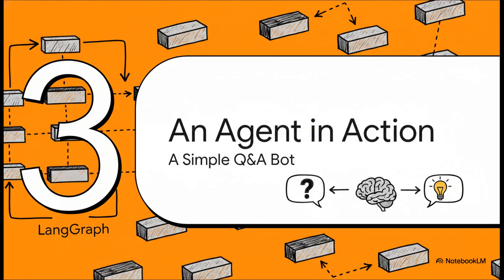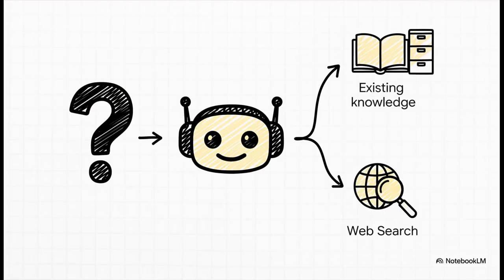Okay, so theory is one thing, but let's make this real. We're going to walk through a super simple Q&A agent just to see how all these pieces, the state, the nodes, the edges, all come together. The agent's mission is pretty clear.